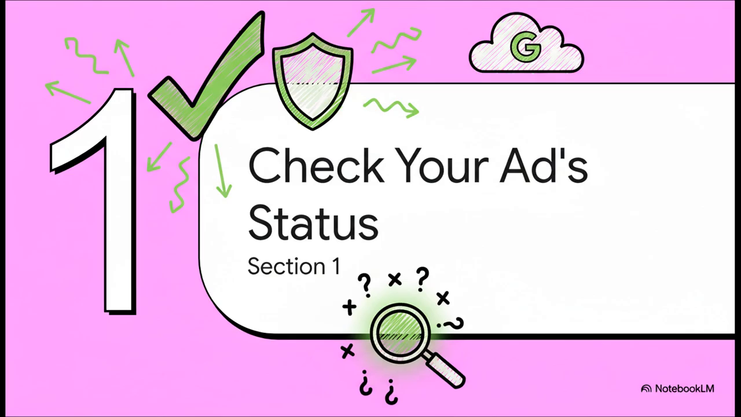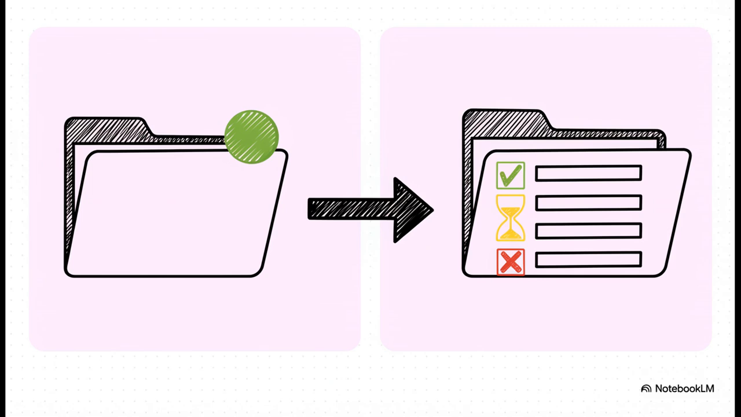First things first, we've got to make sure Google has even given you the green light to run. This is the most basic, fundamental check, and you would be surprised how often this is the entire source of the problem. Now, this is a critical detail that a lot of people miss. Approval actually happens on 2 different levels. First, your overall campaign, the whole project, needs to be enabled. That's kind of like the main power switch.